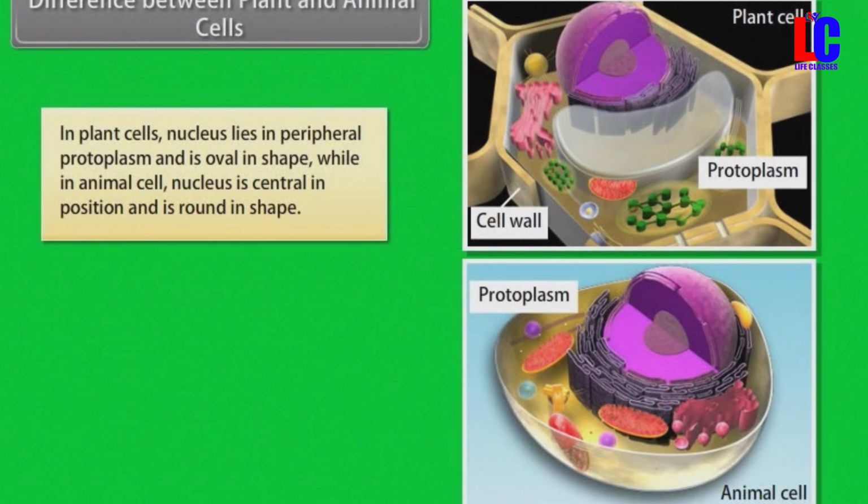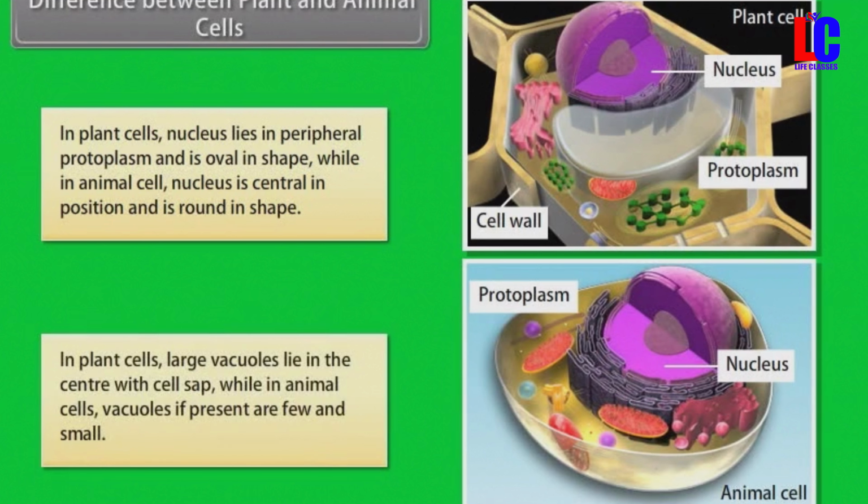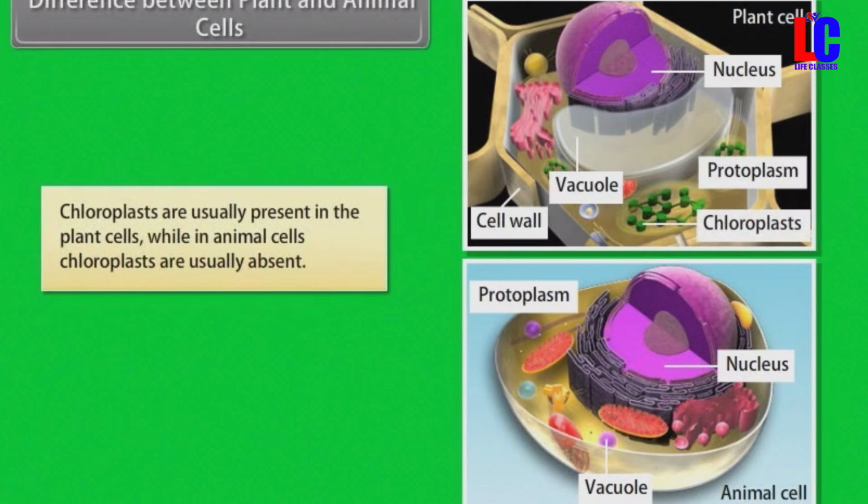In plant cells, nucleus lies in peripheral protoplasm and is oval in shape, while in animal cell, nucleus is central in position and is round in shape. In plant cells, large vacuoles lie in the center with cell sap, while in animal cells, vacuoles, if present, are few and small. Chloroplasts are usually present in the plant cells, while in animal cells, chloroplasts are usually absent.